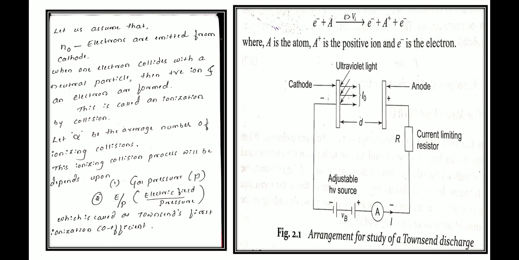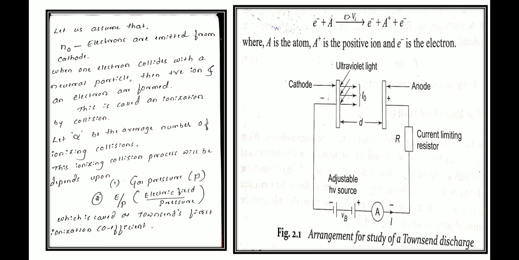Next, what I told here: first we assumed n naught electrons are emitted from this cathode. Suppose one electron collides with a neutral gaseous molecule, then as a result some primary electrons are released, and this A plus represents the positive ion, and the secondary electrons. So this process is called ionization by collision.